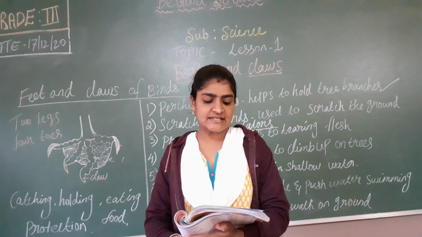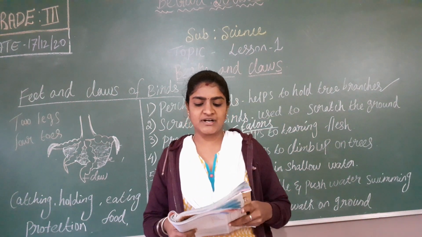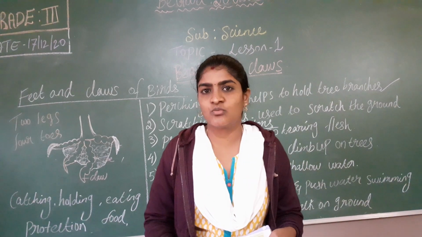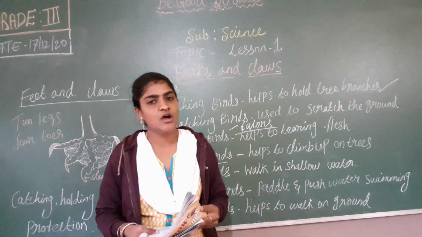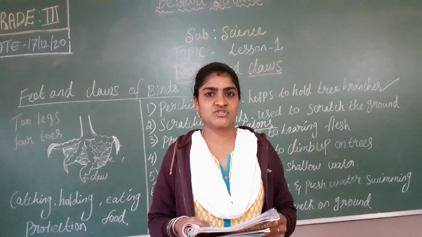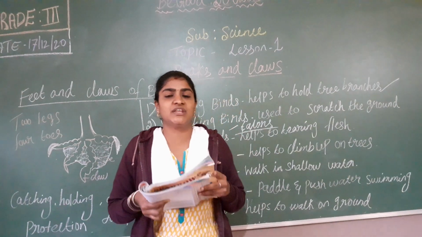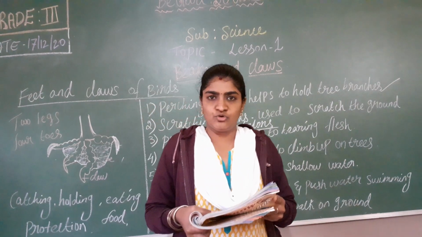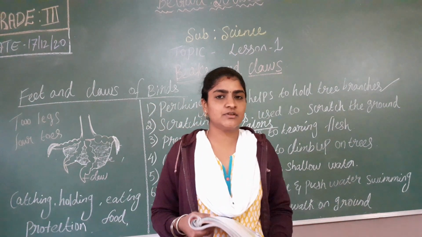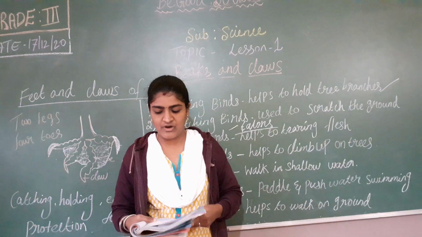And next one is a running bird. Few birds can't fly, so most of the time they walk on the ground, and also run on the ground. For example, the ostrich. Because the body weight is very huge, it can't fly, so it walks on the ground.